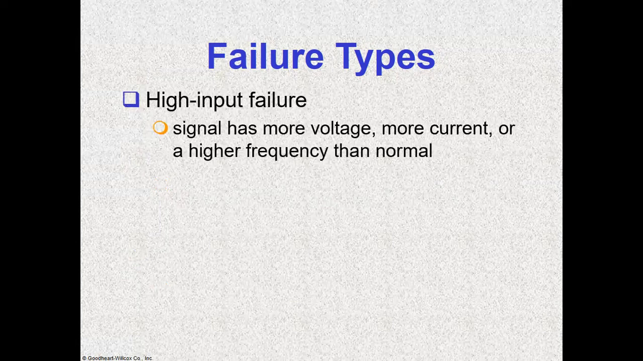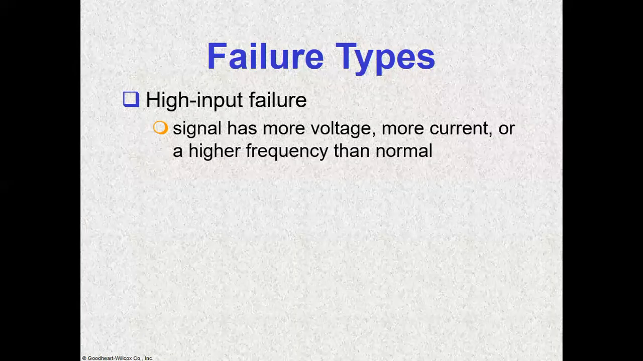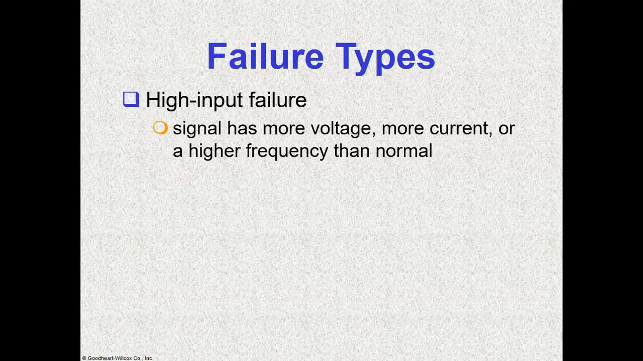So high input failures: the signal has more voltage, more current, or a higher frequency than normal. This could be a sensor that is breaking down.